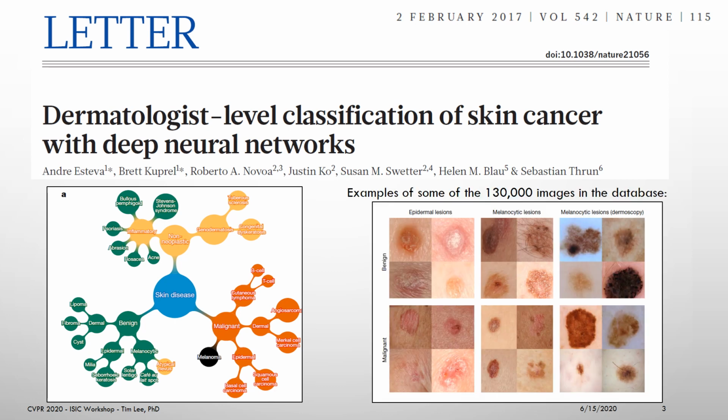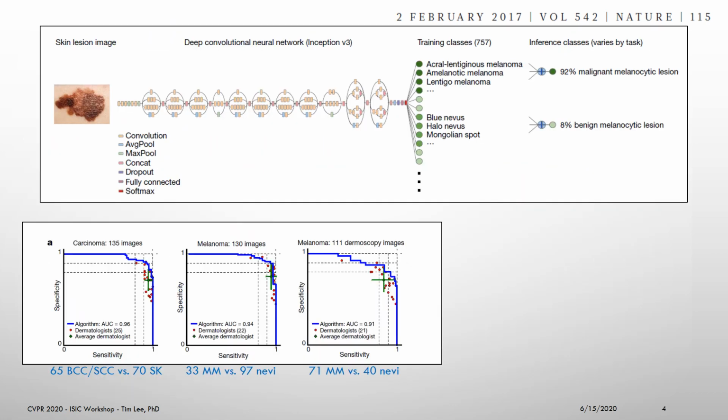A database of 130,000 skin images were trained by a Google Inception V3 convolutional neural network. Examples of some of the images in the database are shown in the bottom right. Many of the images in the database are from the ISIC Dermoscopic Archive. The Nature paper reports 3 main experiments.